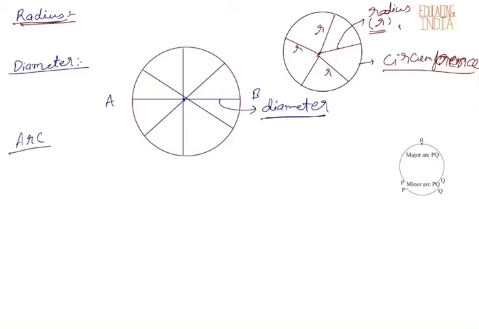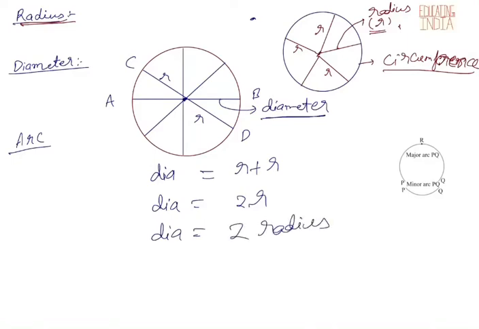So you can see a diameter is made up of two radii. This is the center of the circle and this is the circumference. From center to circumference, it is radius. And again from center to circumference, it is again radius. So diameter CD is equal to r plus r. So diameter is equal to 2r, diameter is equal to 2 into radius. So in any circle, diameter is twice the radius. Okay, this is clear.